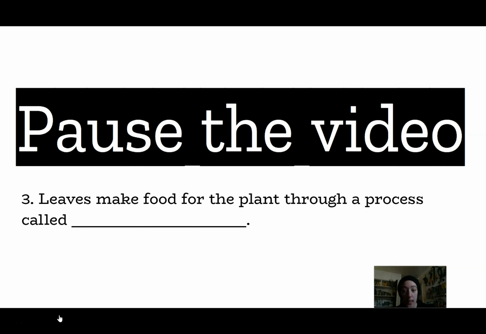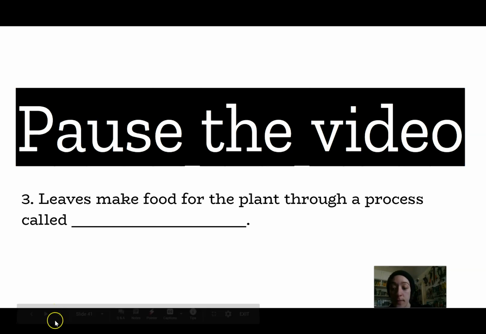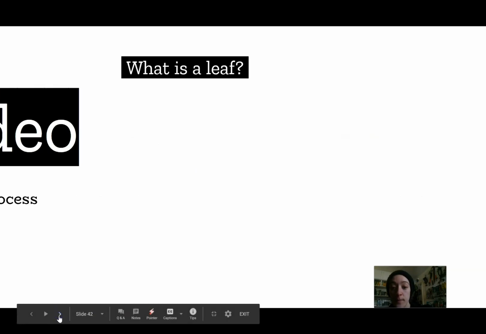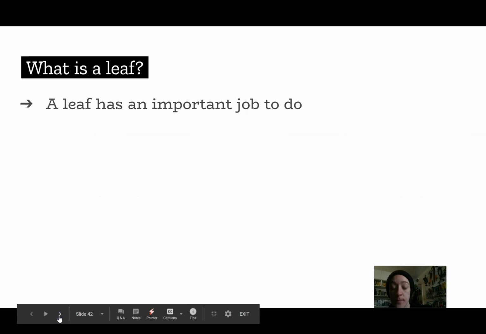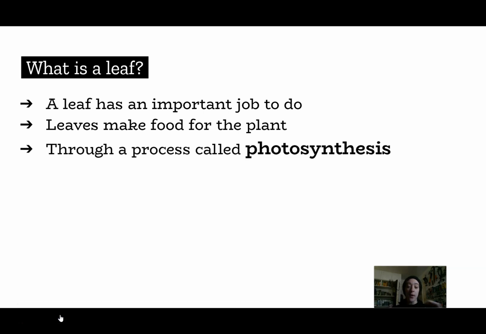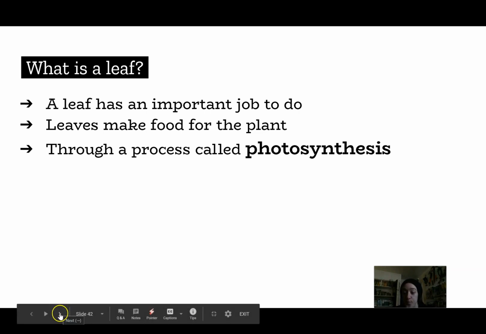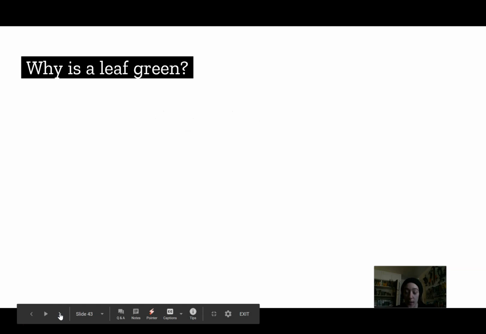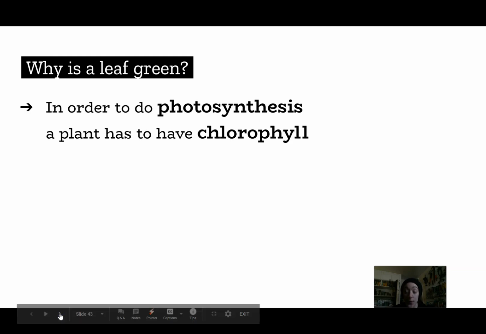Okay, so fill in the blank in your Google form. Leaves make food for the plant through a process called photosynthesis. Photosynthesis. Fantastic. So why is a leaf green?